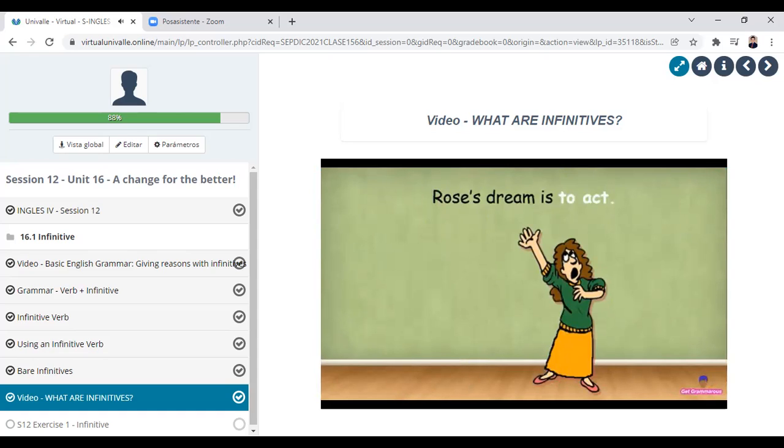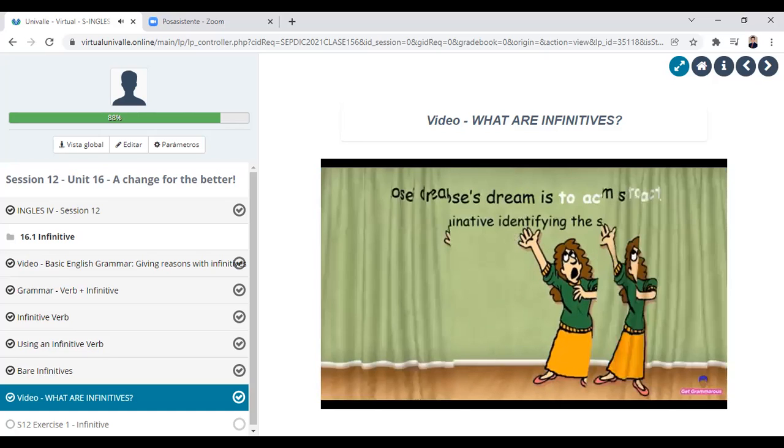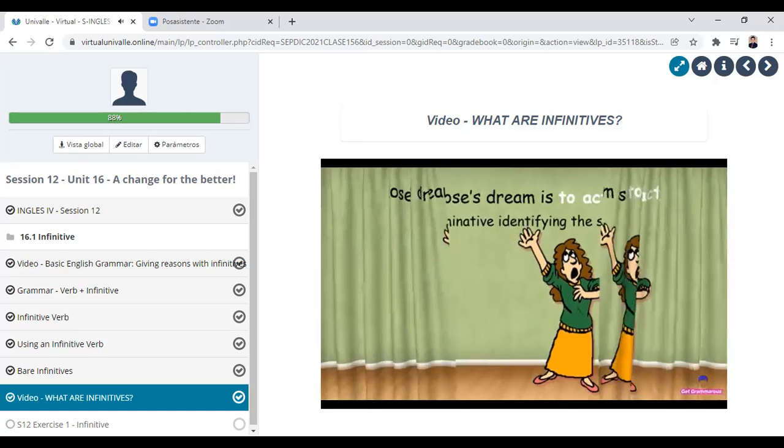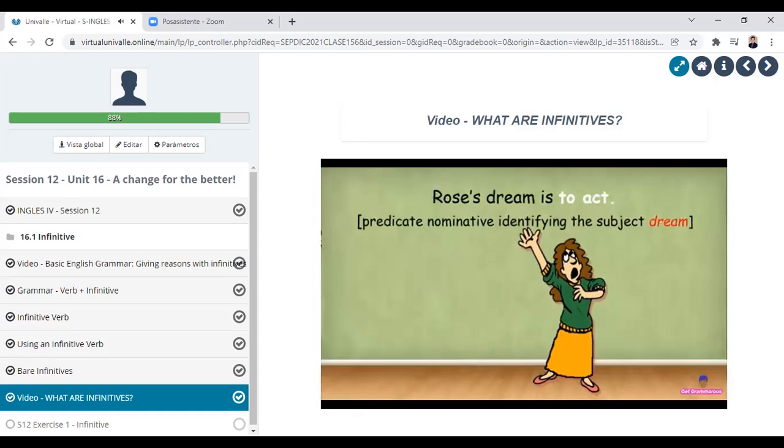Rose's dream is to act. To act is the predicate nominative, identifying the subject, dream.